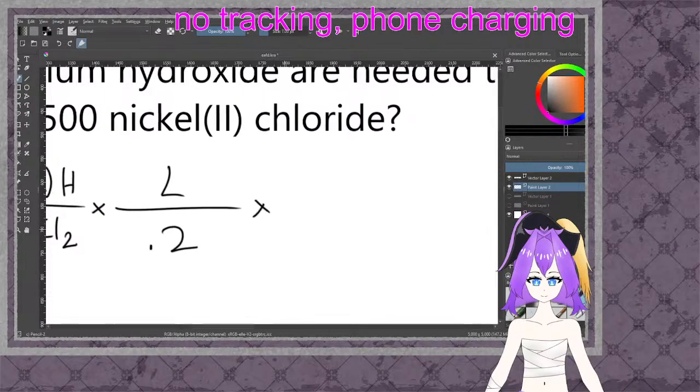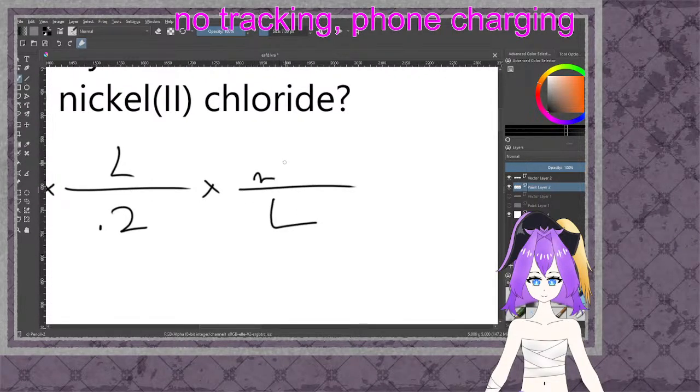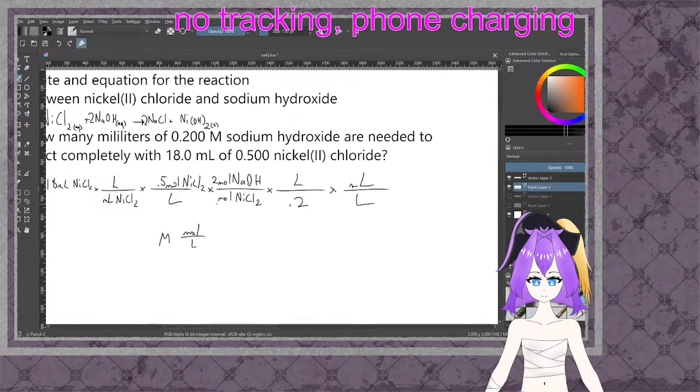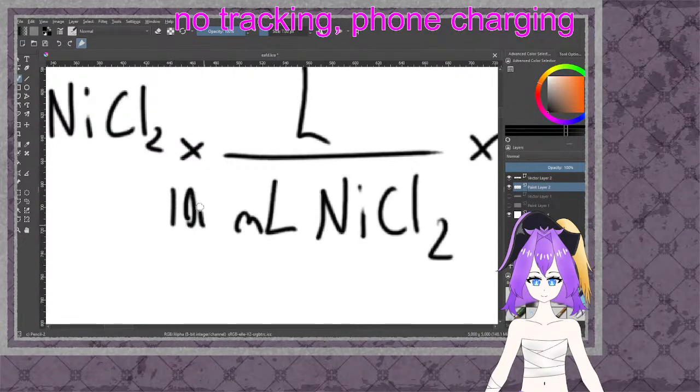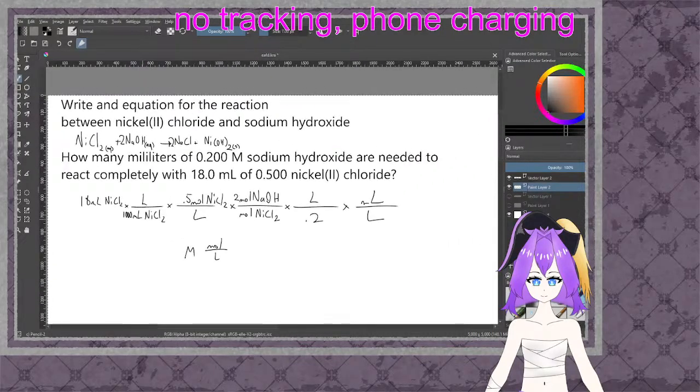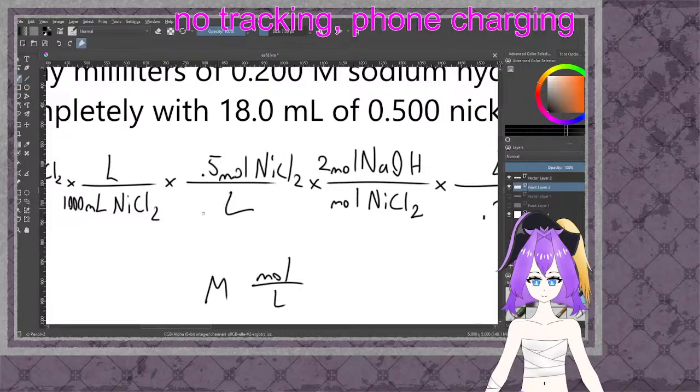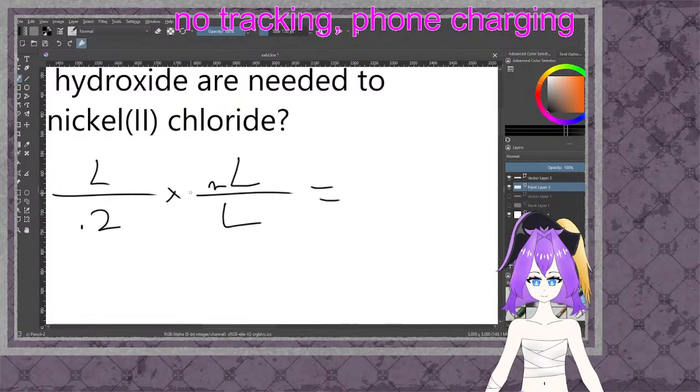At the very end, you're going to go from liters to milliliters. It does seem a little redundant, going from milliliters to liters, and then back from liters to milliliters at the end. But the reason we need to do this is because the molarity is in liters. I can do this better.